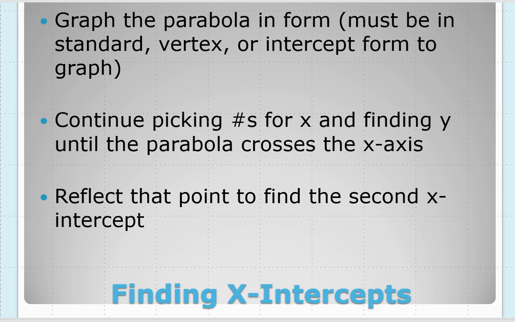How to solve? So you graph the parabola. It must be in standard form, vertex form, or intercept form to graph. Then you continue picking numbers for x and finding y until the parabola crosses the x-axis. Reflect that point to find the second x-intercept.